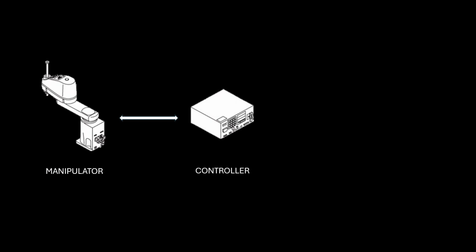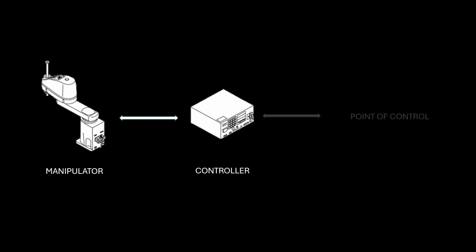A robot can be separated into three different parts. A manipulator. This is what we traditionally think of as the robot, the part of the system that actually does the work. A motion controller. This is the brains of the robot. It's processing information, sending signals back and forth to the manipulator, and providing power to the manipulator's motors.